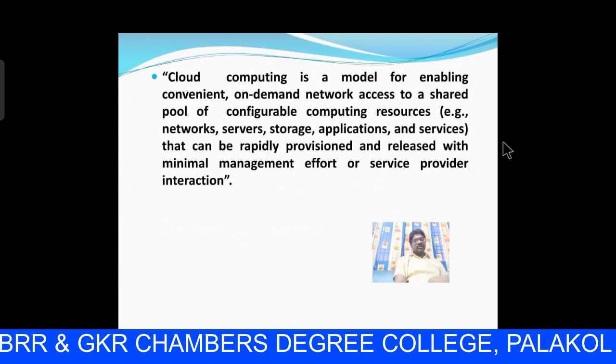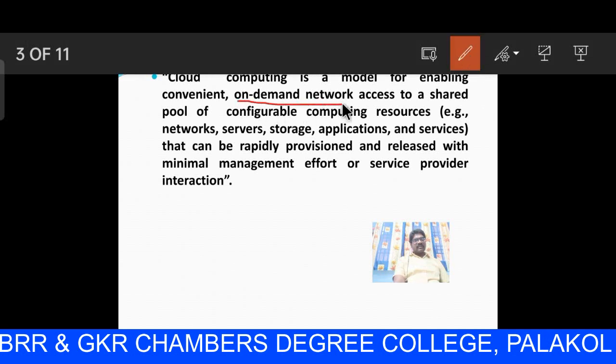Everyone can understand the cloud environment, and it is on demand. On-demand network access means we can access the pool of configurable computing resources. Resources means networks, servers, storage, applications and services. All these are accessed via cloud computing with the help of the internet, and can be rapidly provisioned and released with minimal management effort. With the help of a provider's interaction, we can manage the data very effectively.